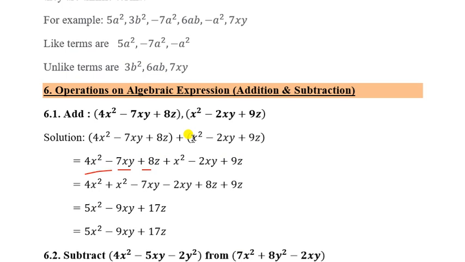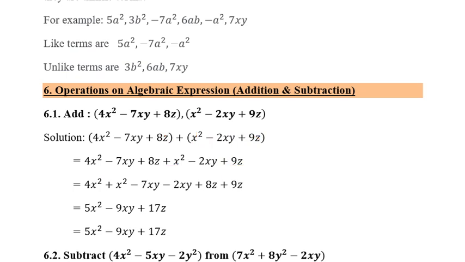And I told you, plus plus is plus, plus minus is minus, minus minus is plus, minus plus is minus. With that you have to multiply here. See here, plus x square will come. But here plus is given, and here minus. So plus minus is minus 2xy. Then here again plus and plus, so plus plus is plus 9z. So you have to multiply all the signs and remove the brackets.